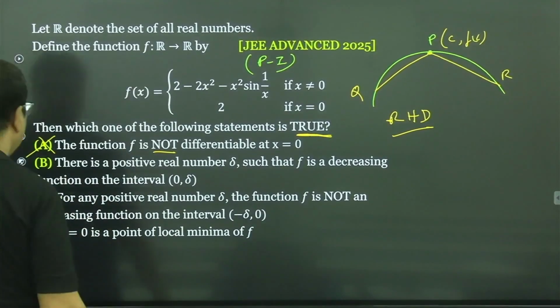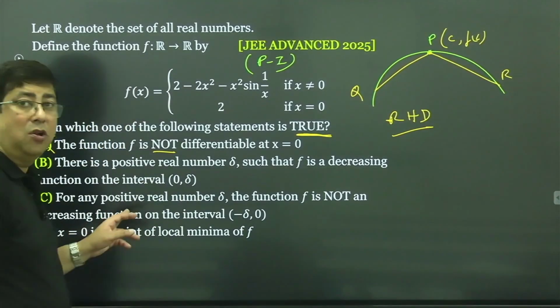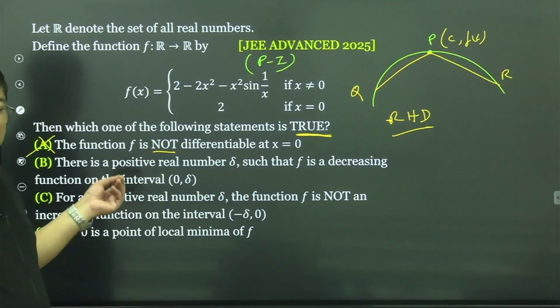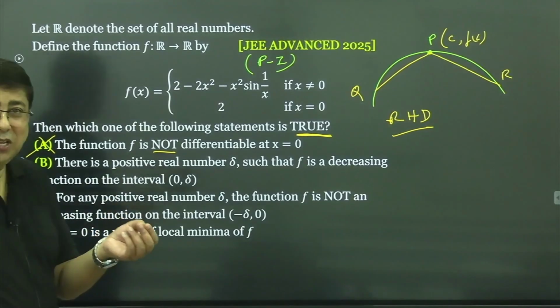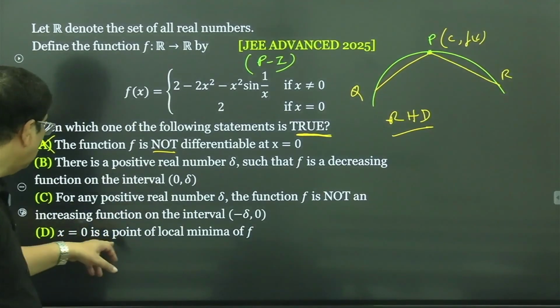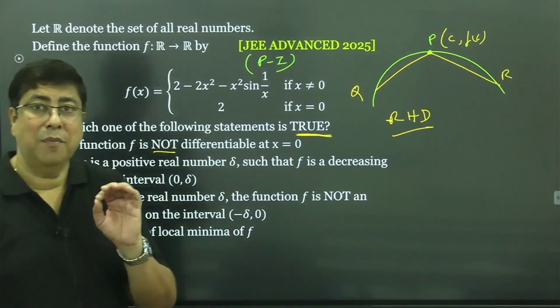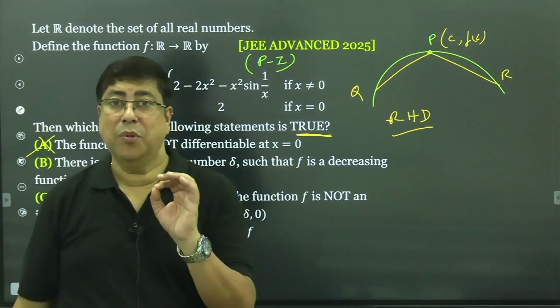Now I am going to the second and third, which is the controversial place, because everybody created the controversy. It is actually not controversial, and I am going to the last option. x equal to 0 is the point of local maxima. So let us think about the maxima and minima. What is the concept of maxima?